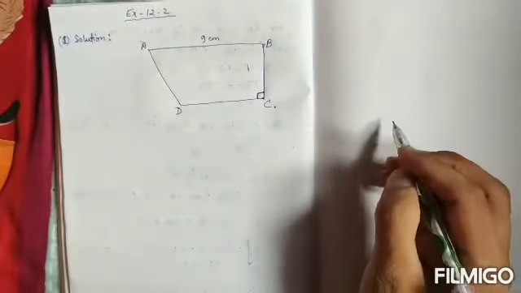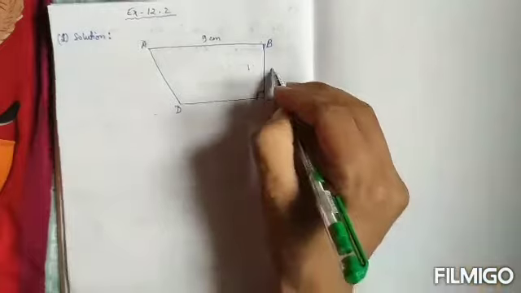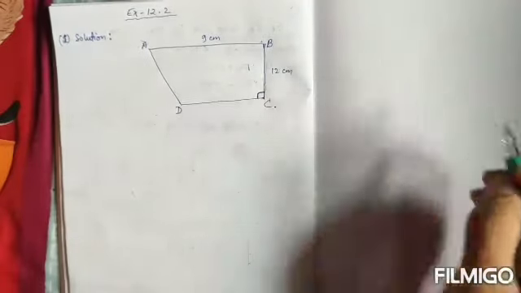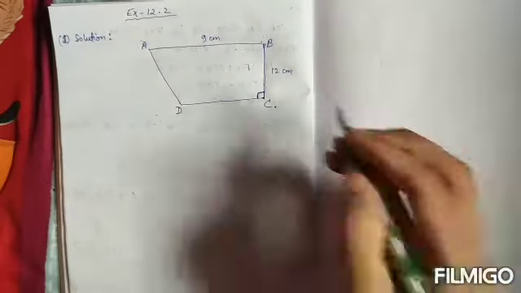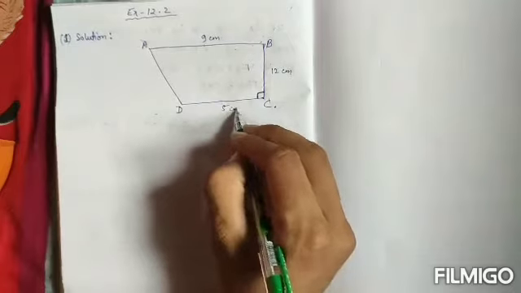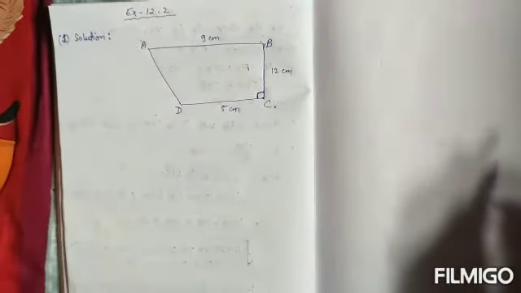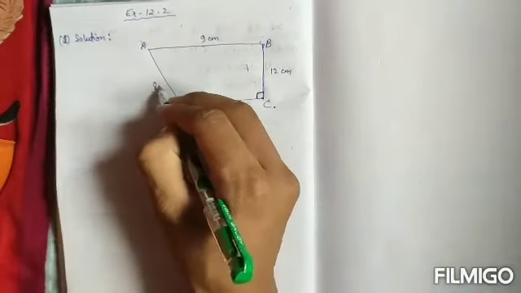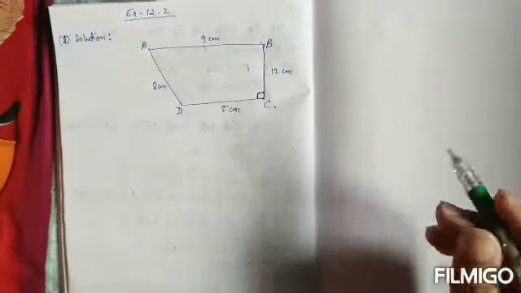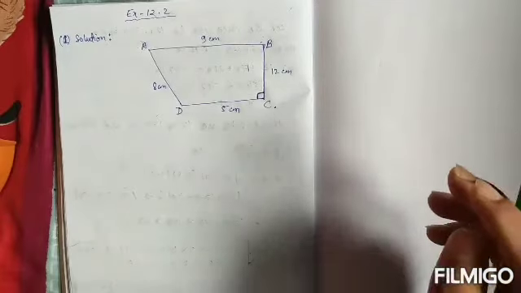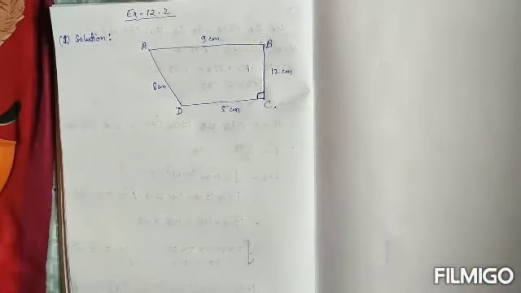Next, BC is 12 centimeter. So where is BC? This one is 12 centimeter. And CD is 5 centimeter. And what else is given? AD is given as 8 centimeter. So how much area does it occupy? Means we have to find the area of this quadrilateral.